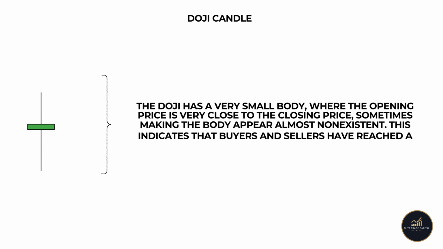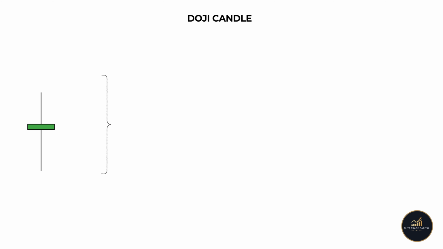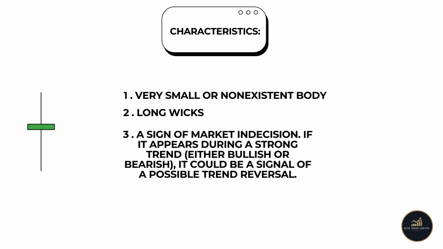The doji has a very small body, where the opening price is very close to the closing price, sometimes making the body appear almost non-existent. This indicates that the buyers and the sellers have reached a point of equilibrium. So the body is very small or absent. The wicks can be long or short, but the key feature is the tiny body, and a doji indicates indecision in the market. That's no clear direction since buyers and sellers are in balance.